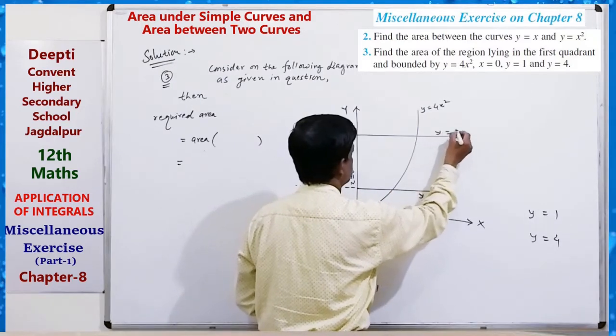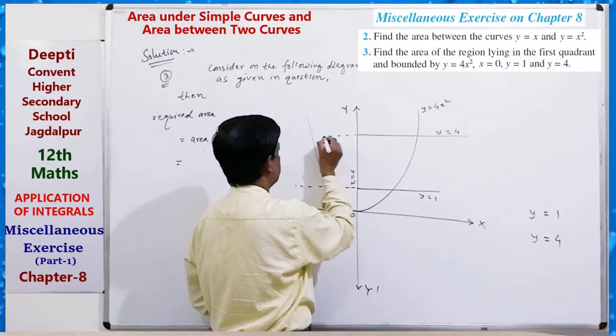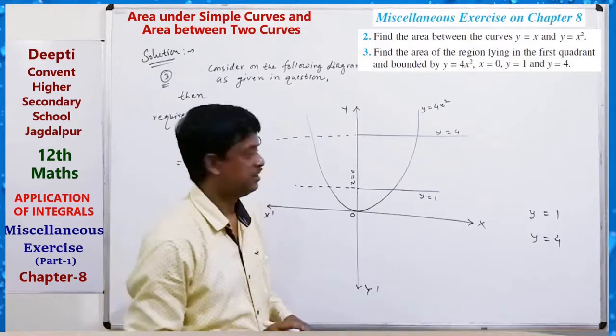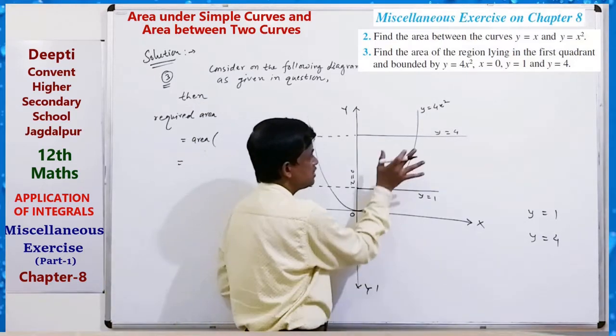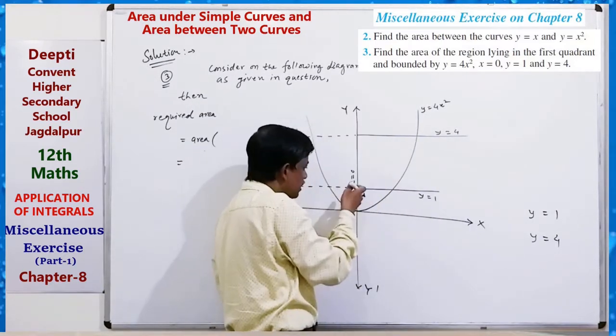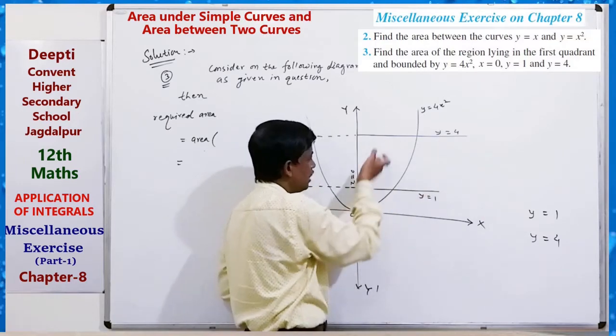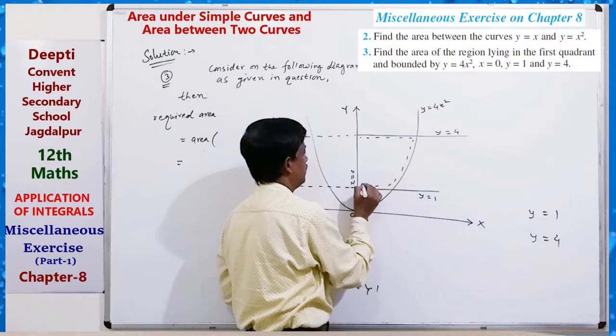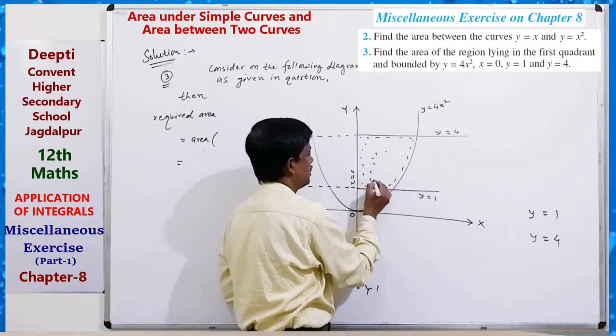Clear? y equals 4. Okay, and first quadrant means this part. So this line, this line, this line, and this curve. That is, this is our area. The required area is this part.